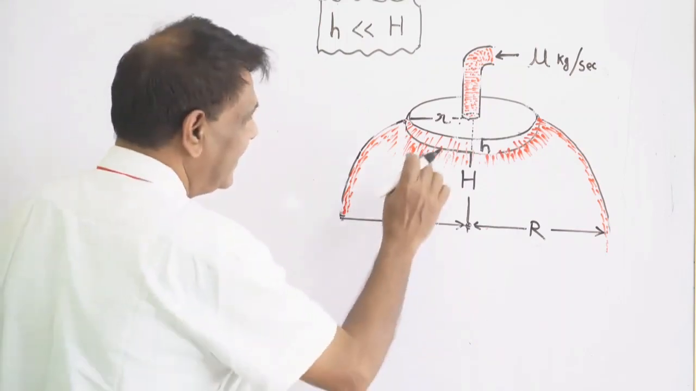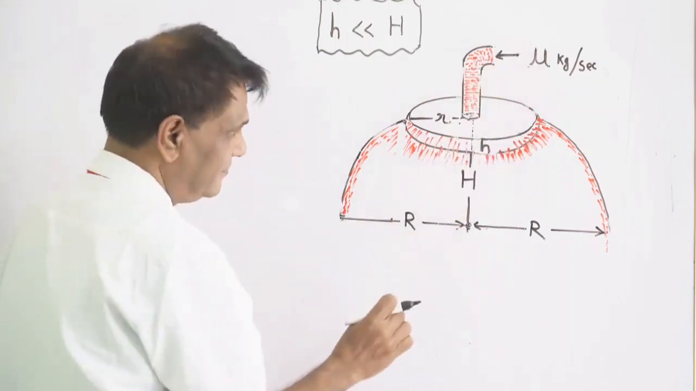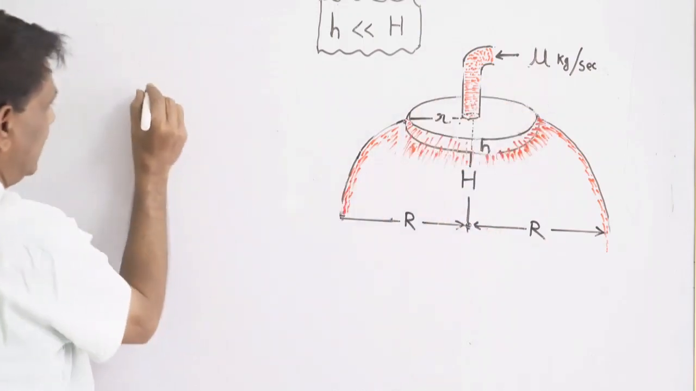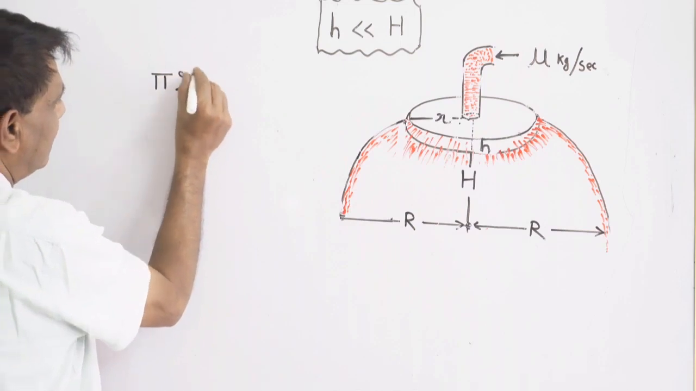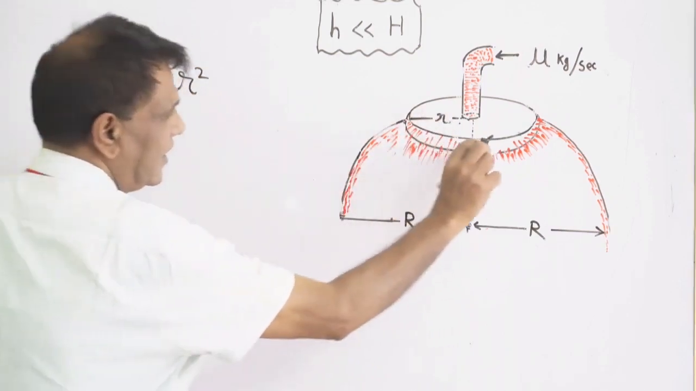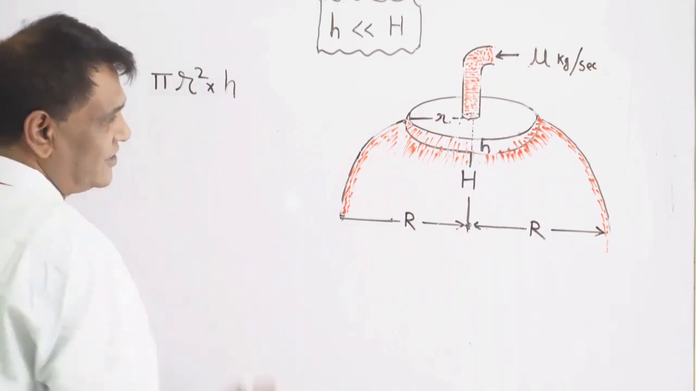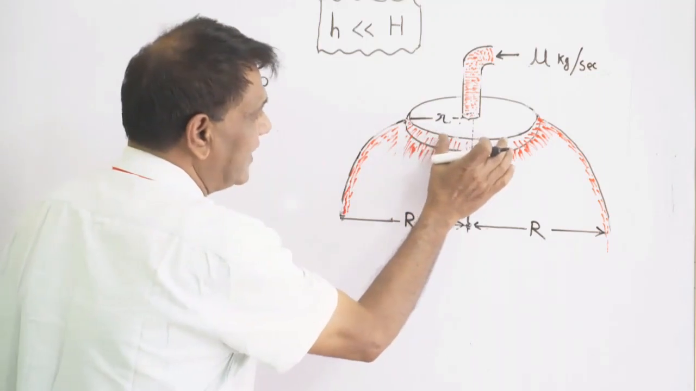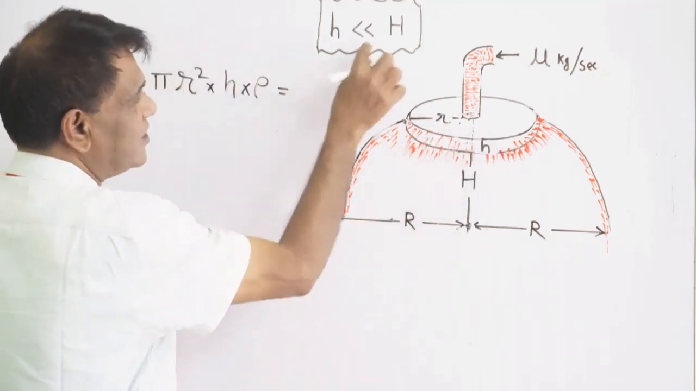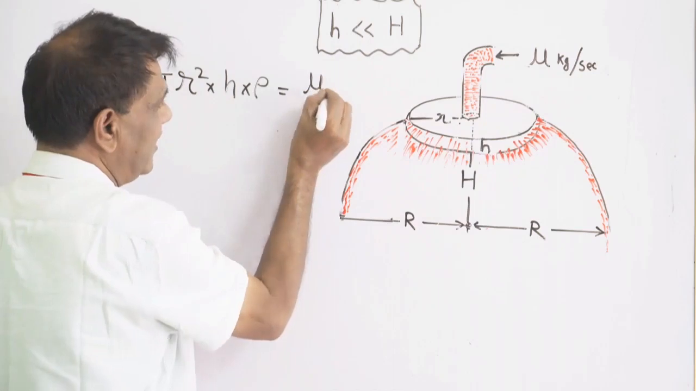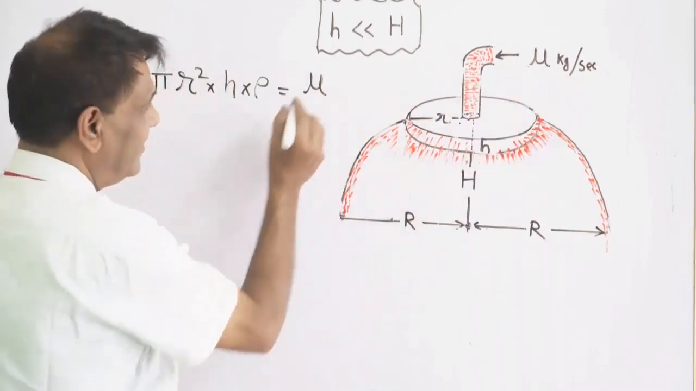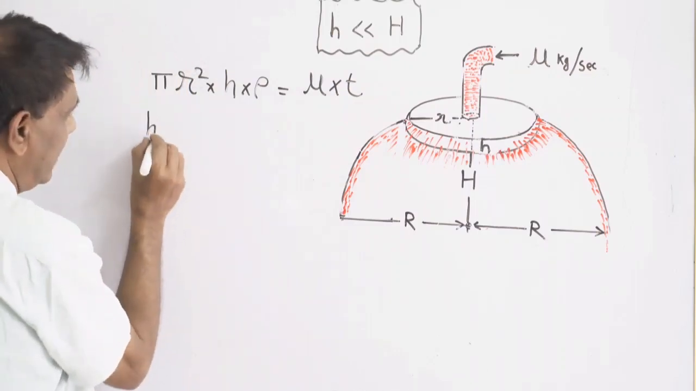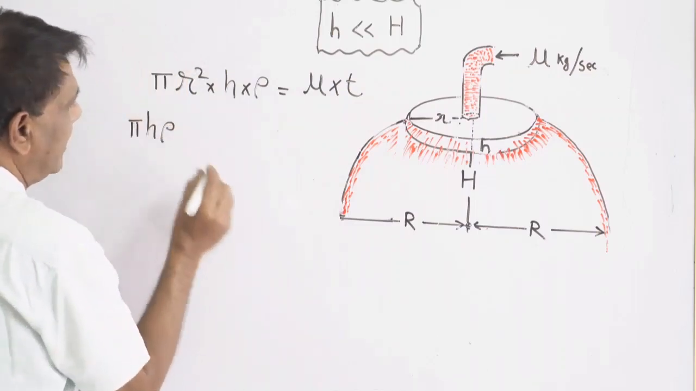Now see, the water is entering into the tube. The volume of the gap between the two discs is pi r square, radius is given, into the gap h. If we multiply this volume with density, we get the mass of water inside the gap. That water has come from the tube. Water is coming at the rate of mu kg per second for the time t. We'll differentiate this one, h rho pi r square.